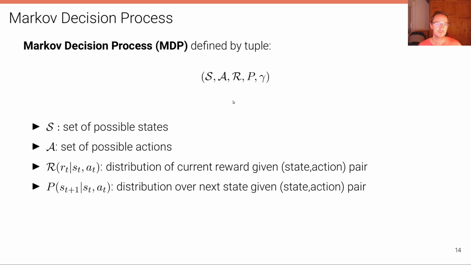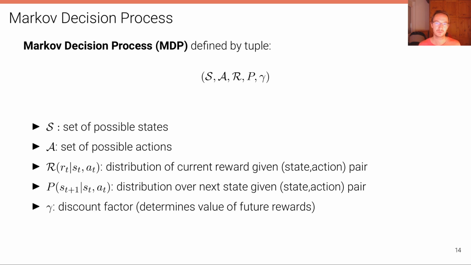Then P, the fourth element of this tuple, is the distribution, again stochastic, over the next state given the state action pair. So it's P of S_{t+1} given S_t and A_t. This is how the environment transitions to the next state.